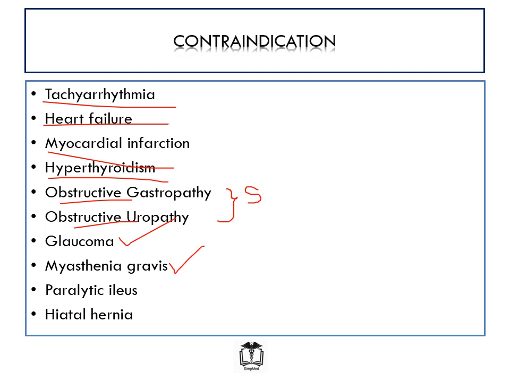Myasthenia gravis is also a contraindication. Remember that we are giving drugs like neostigmine and physostigmine to treat myasthenia gravis, and these drugs are cholinergic agonists. So blocking the cholinergic receptors will further worsen the person's case because the person already has very few cholinergic receptors in myasthenia gravis. Paralytic ileus and hiatal hernias are both contraindications because of the issues surrounding the GIT in these two conditions. And that concludes our module on cholinergic antagonists.